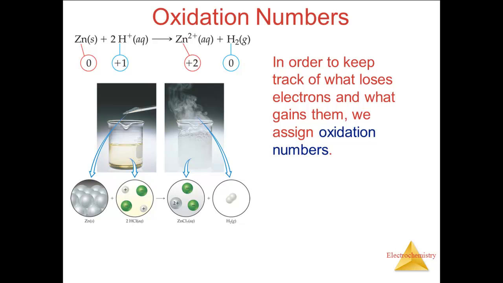To help keep track of the electrons, we assign each atom an oxidation number. We've already talked about oxidation numbers. This is a convention, an agreement among chemists, to assign the electrons to particular atoms as if they had actually been transferred from one atom to another, even when the species is molecular and the electrons are being shared.